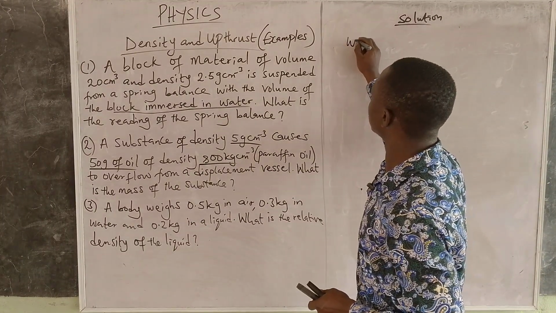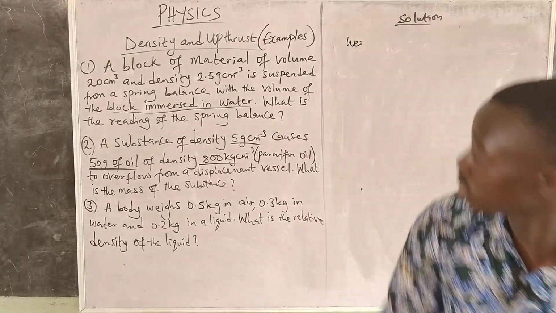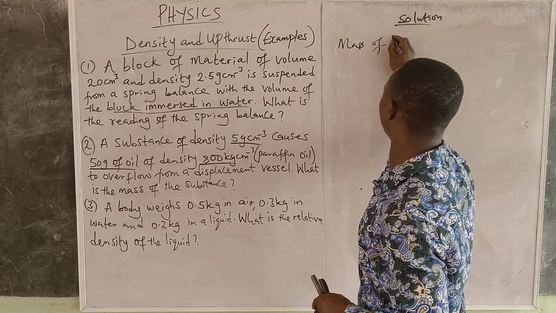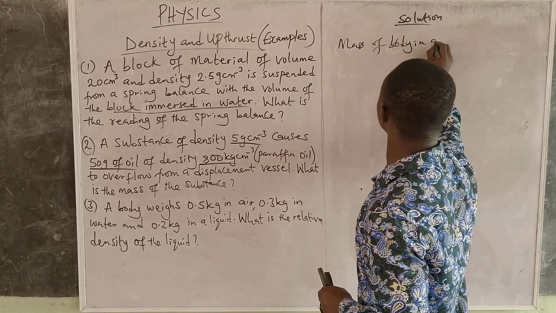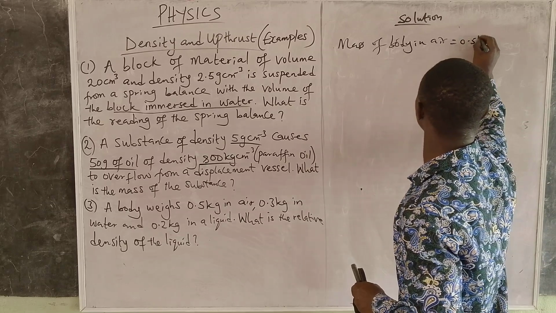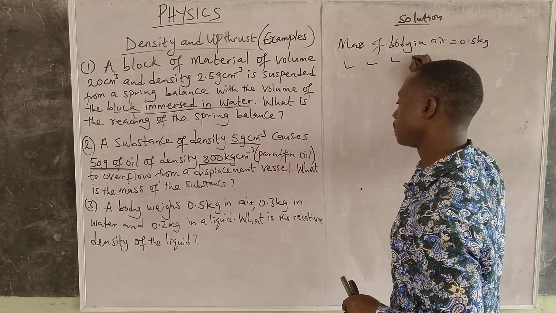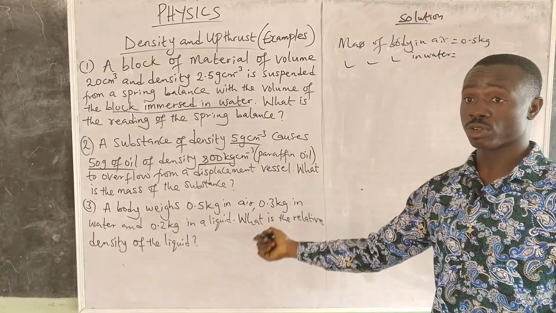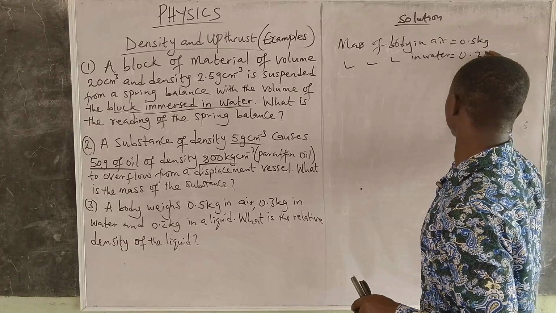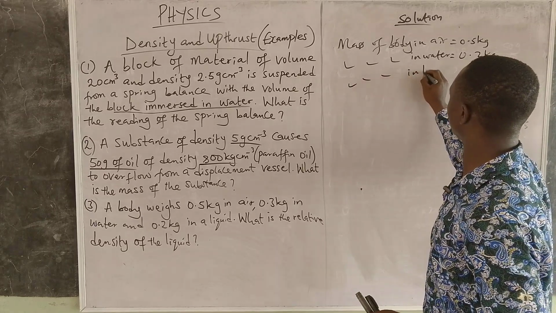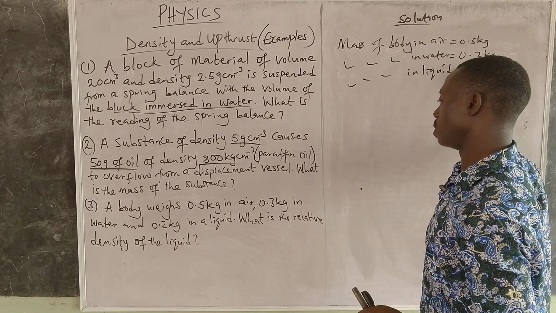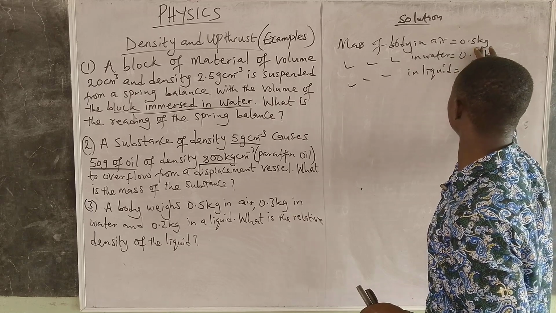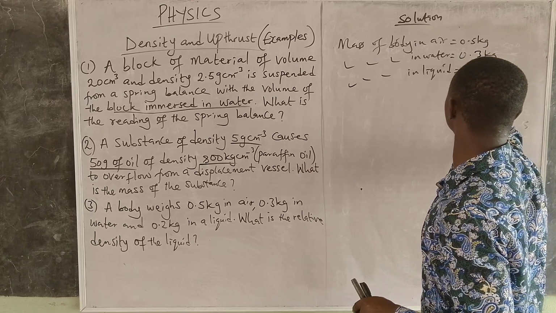So weight, or let me say mass. This is not weight, mass. Mass of body in air is 0.5 kg. The mass of body in water, so it doesn't matter whether you immerse the body in water first or in liquid, is 0.3 kg. Then the mass of body in liquid is equal to 0.2 kg.